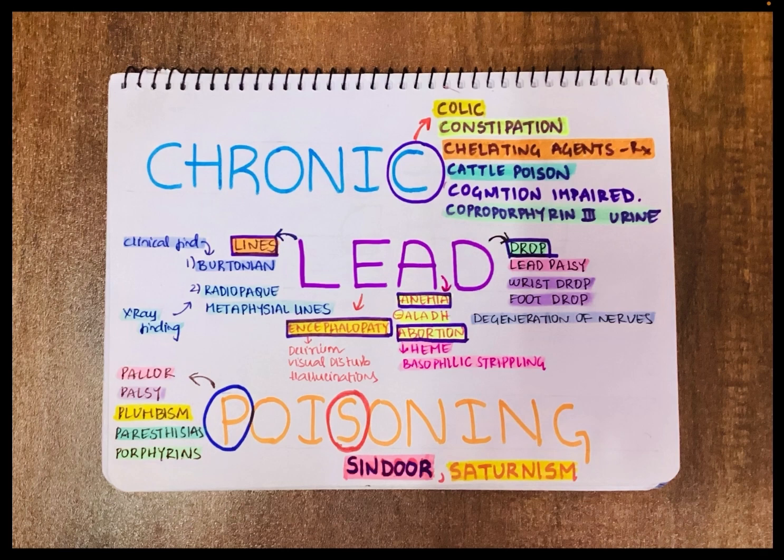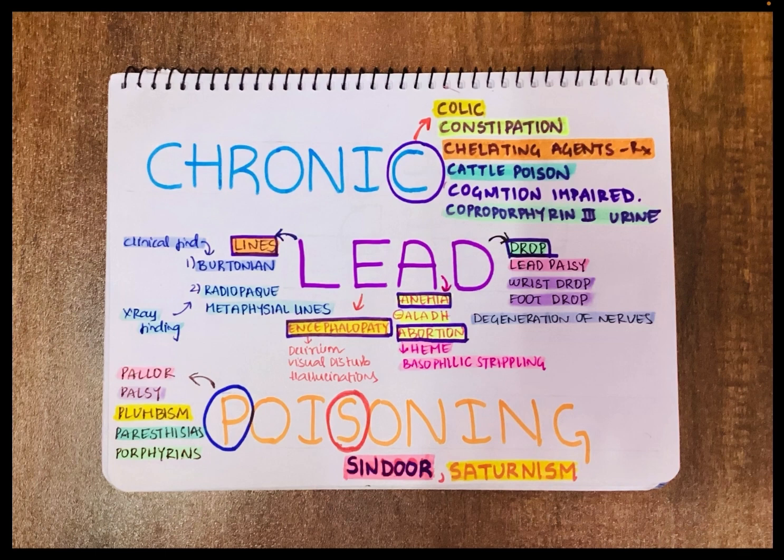S stands for sindoor, because this sindoor, which contains lead tetraoxide, can be the source of chronic lead poisoning in the women who wear it. So I have included sindoor also. And the other name of this chronic lead poisoning is saturnism. So the two names for the chronic lead poisoning are plumbism and saturnism. The other S stands for saturnism. So this is about chronic lead poisoning.